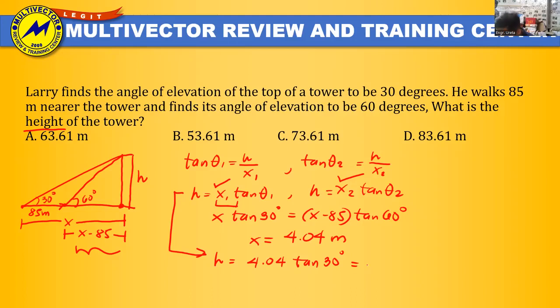Ay, teka, naka-radian ata ako. X, tangent 30. Okay, so naka-radian pala yung calculus ko. No? Our x is 127.5 meter, sorry. Okay, therefore, our height is 127.5 meter, tangent 30. Answer times tangent 30.